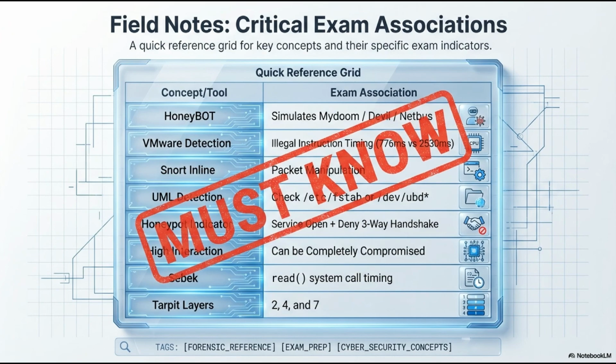That's a honeypot. High interaction versus low interaction. Biggest risk of high interaction? High interaction honeypots can be completely compromised. And finally, the layers where tar pits live. Layers 2, 4, and 7. Boom. If you can recall those, you are in excellent shape for that quiz.